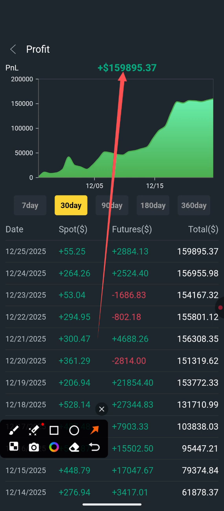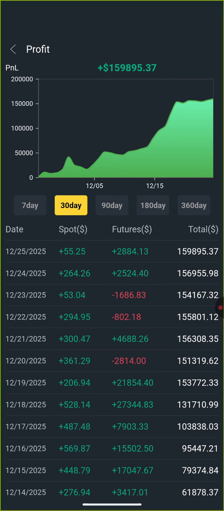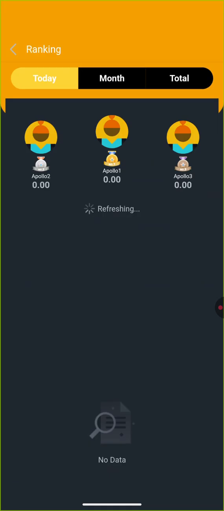So you can see, guys, as long as you are in net profits, don't worry about the losses. It's part of trading. It's part of real trading. This is real trading, guys, not a Ponzi. Get used to losses and profits, negatives and positives in real trading, okay? Hands-on profits. You can check the rankings.